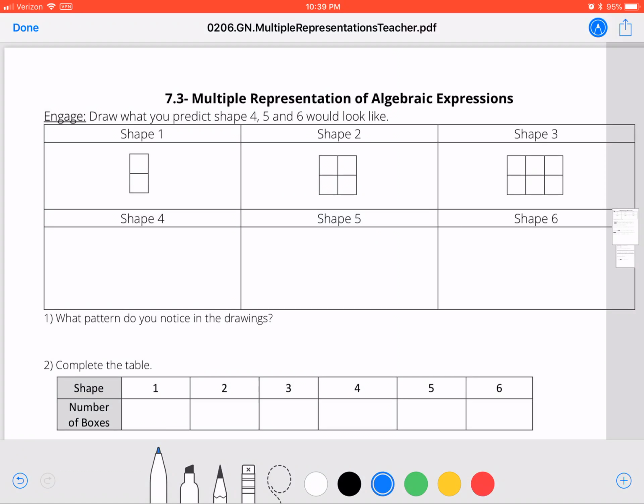Alright, so what I noticed with shape 1 is that there are 2 squares. For shape 2, I noticed that there are 4 squares. And for shape 3, there are 6.